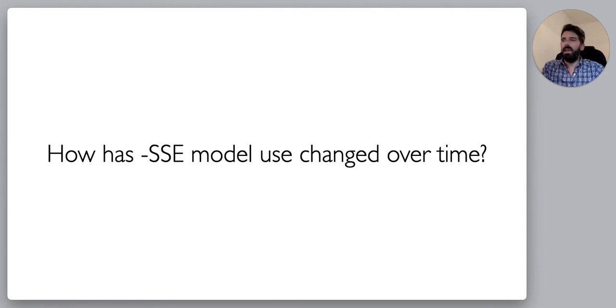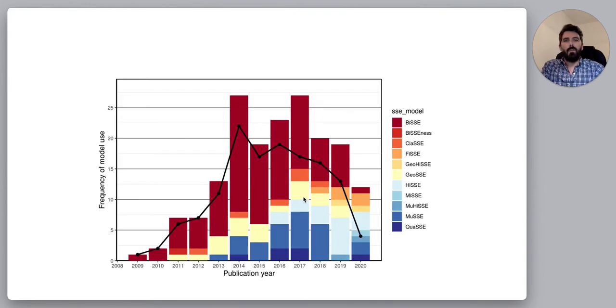For example, how has SSE model use changed over time? This stacked bar plot shows publication year on the x-axis and the frequency of model use on the y-axis. Different colors on the bars represent the different types of SSE models used in each study, and the black line is the total number of studies on angiosperms per year.